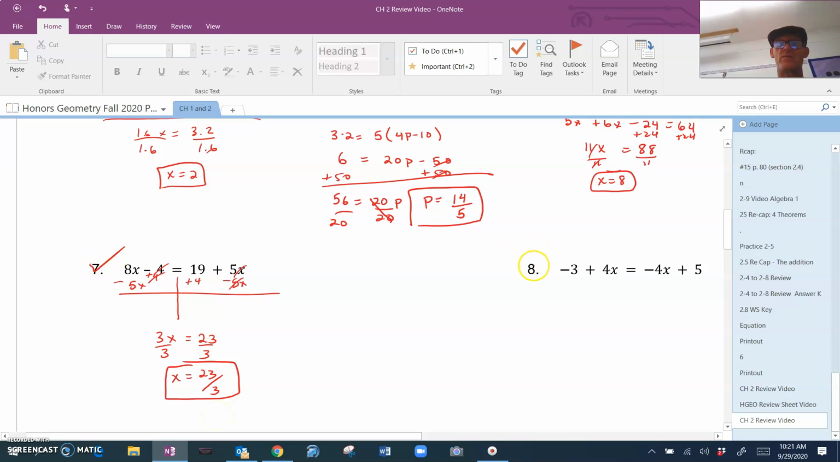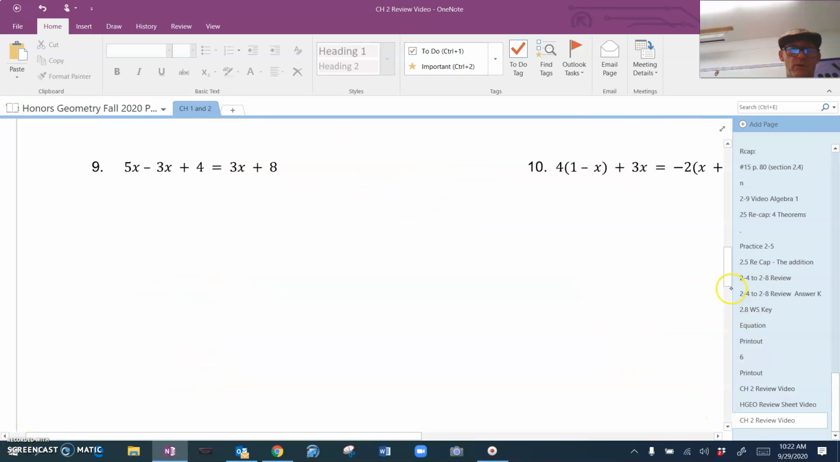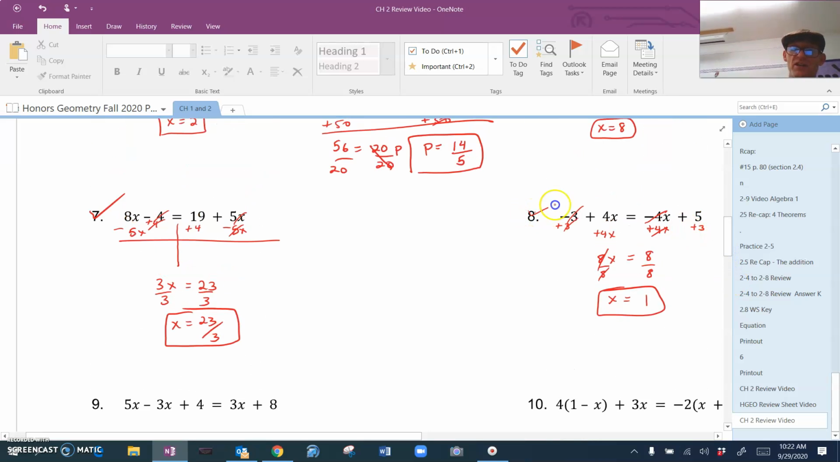Number 7. Number 8. You're going to get the 4x over to the other side. All right, the negative 4x, I'm going to move that with its opposite, and then we'll add the 3 to the 5. So 8x ends up being on the right, and 8 is on the left, and 8 is on the right. You divide both sides by 8, and you get x equals 1. All right, so now we're going to move on to number 9. 8 is done. Checky, check, check.